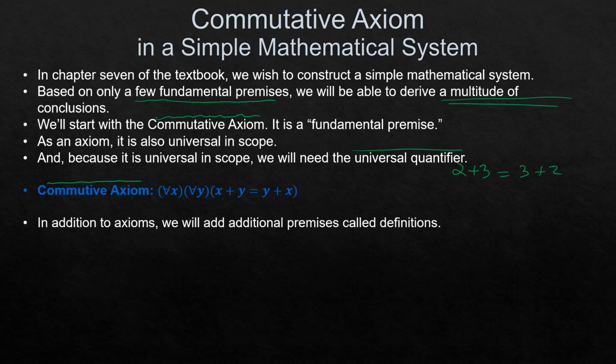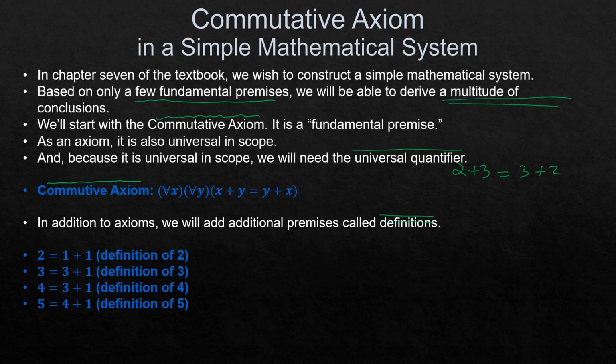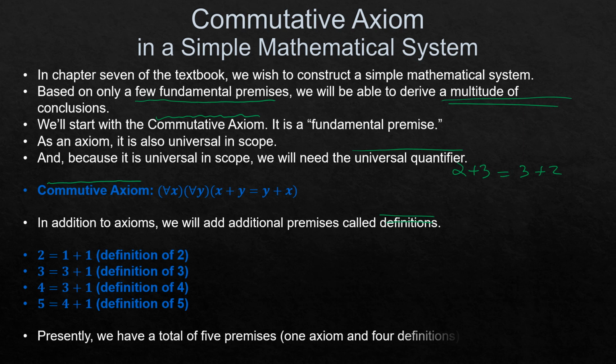In addition to axioms, such as the commutative axiom, we will add additional premises called definitions. We have the definition of 2, 3, 4, and 5. Presently, we have a total of 5 premises because we have 1 axiom and 4 definitions.